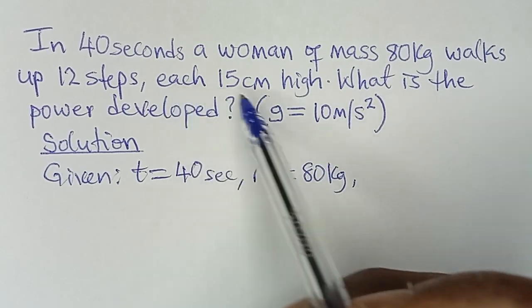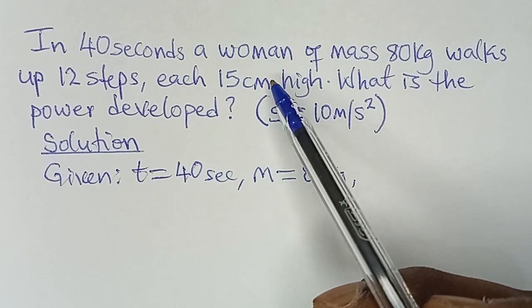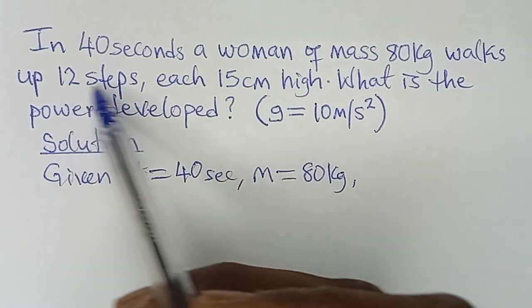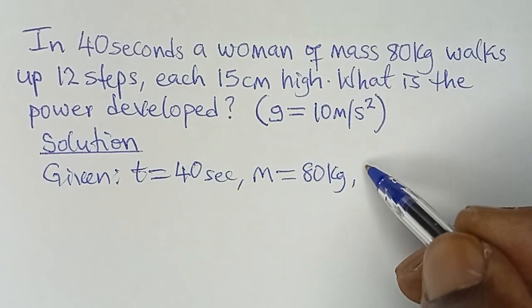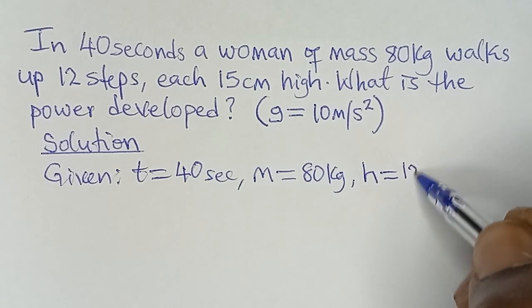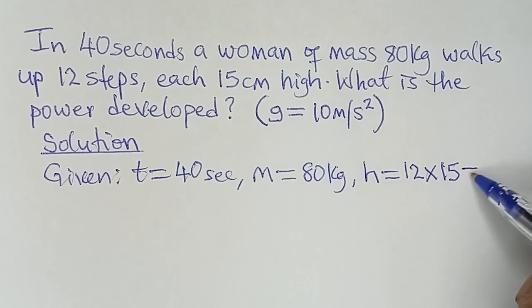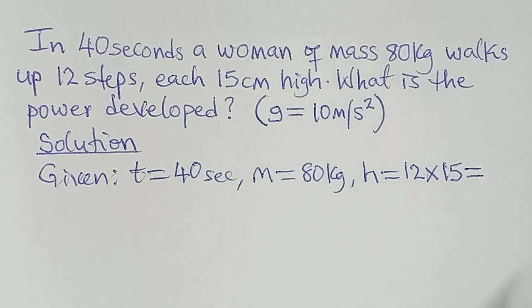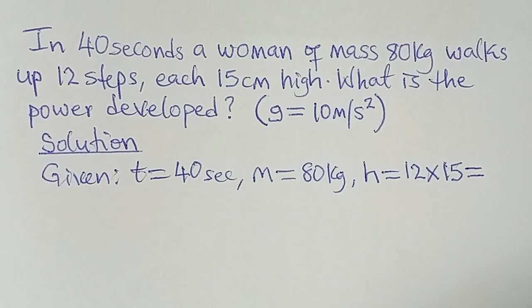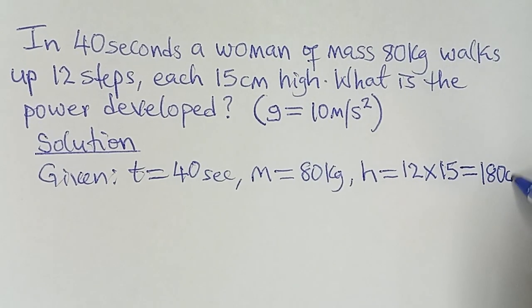So for us to get the total height that the woman climbed, we have to multiply 15 centimeter for each step, multiply by 12 steps. So the height now will be equal to 12 multiplied by 15. And that will simply give us 180. So that will give us 180 centimeter.